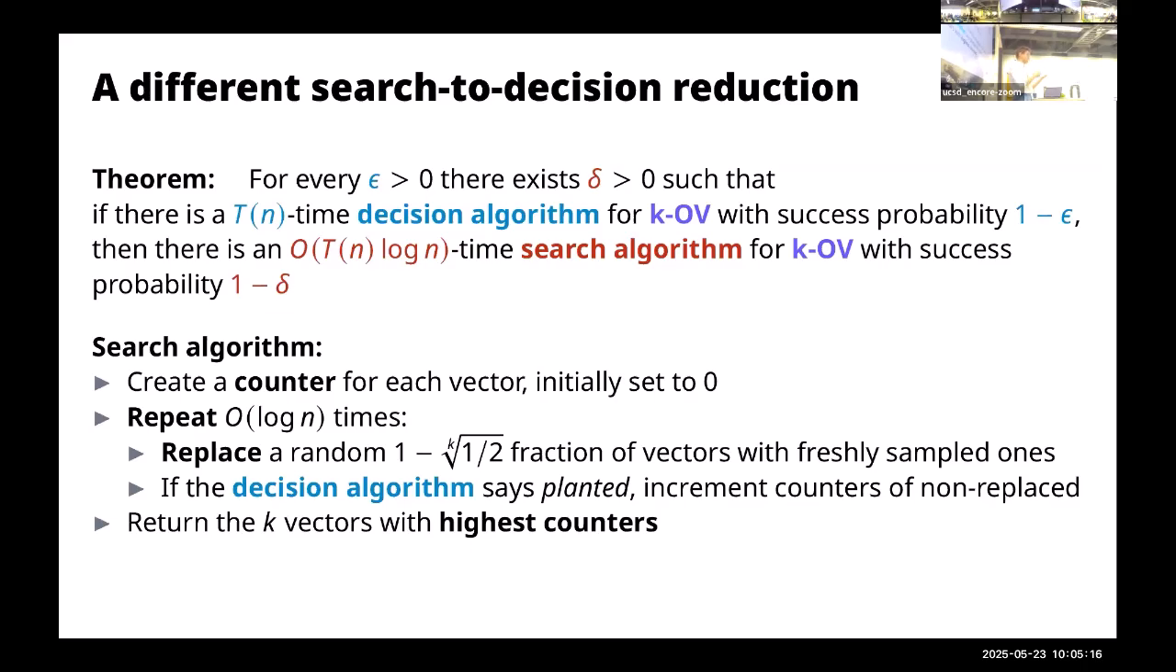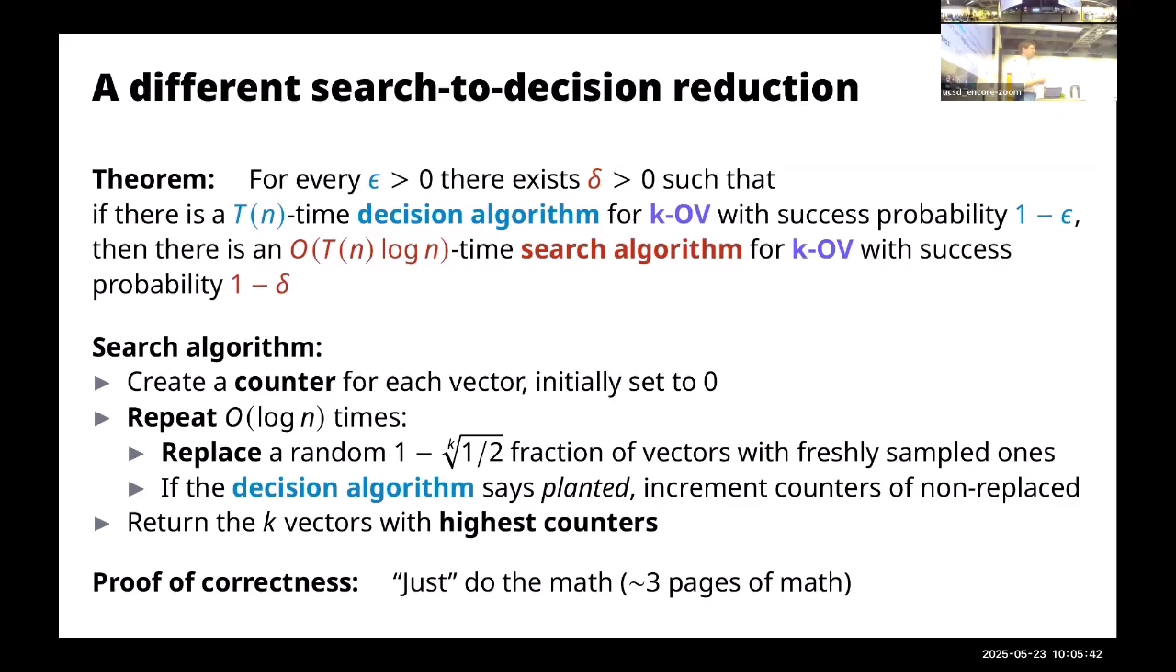If the decision algorithm says yes, then the vectors that were not replaced, the ones that I kept from the original instance, are all a bit more likely to be part of the solution. So I increase counters for them. I do sufficiently many iterations, and I just pick the k vectors which have the highest counters. And it's not an easy calculation, but it's still just a calculation, to show some concentration bounds to prove that this actually works.